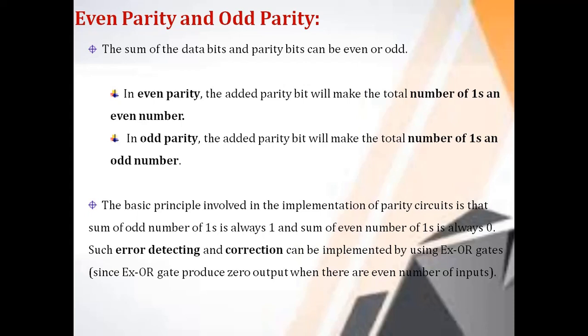So in even parity, the added parity bit, appended to your original message, makes the total number of ones in the message an even number. So there is no error if you used even parity.